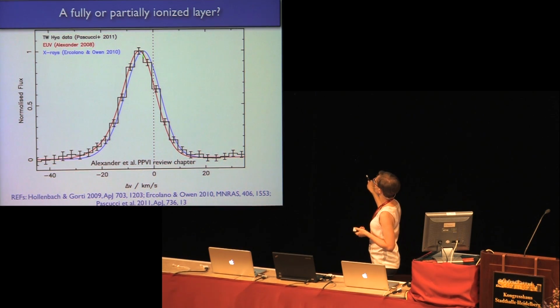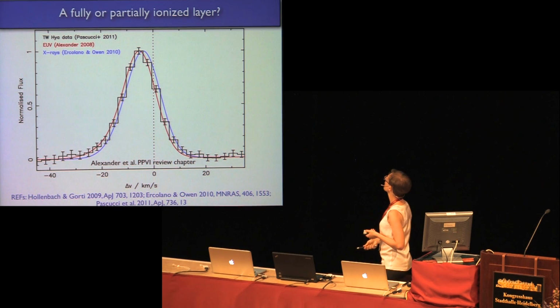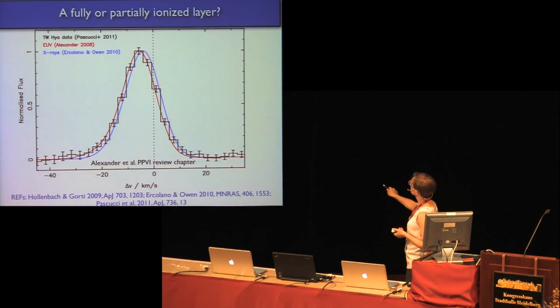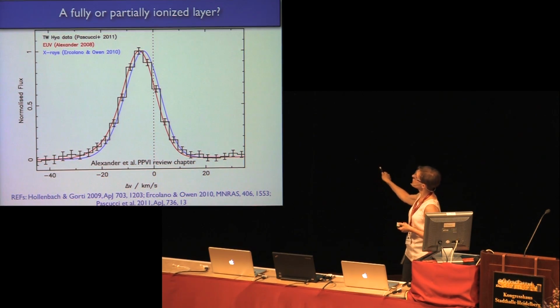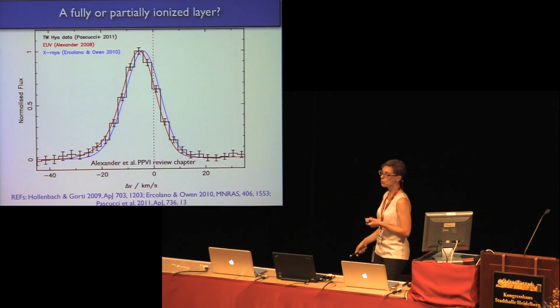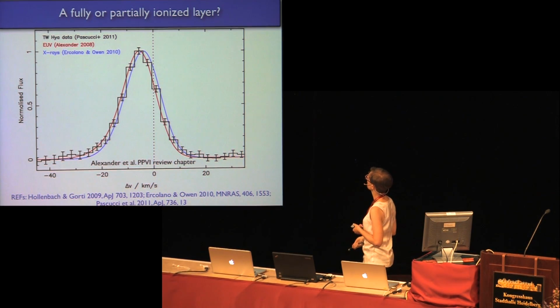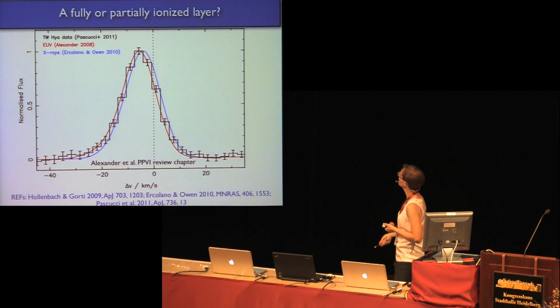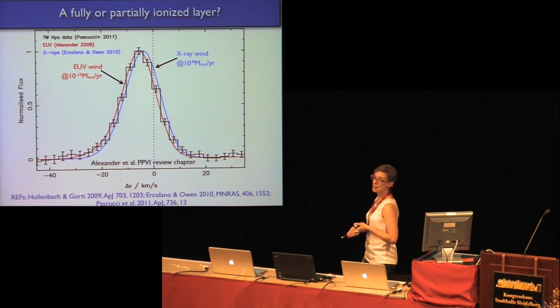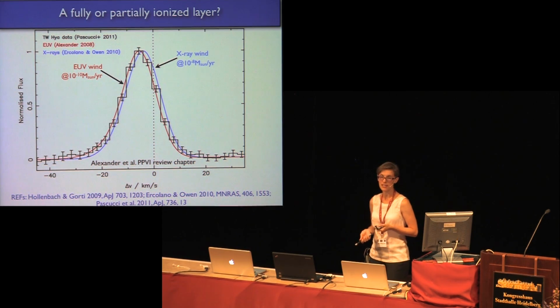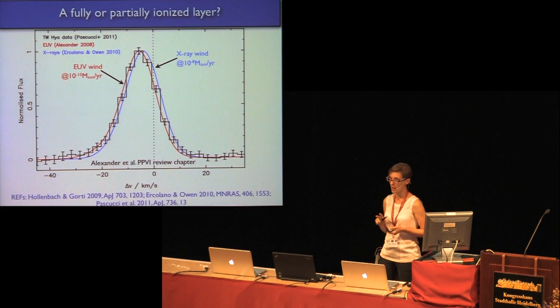So here in black are the data that we acquired, and in red and blue are model predictions. For red, only the EUV case, and for blue, also the X-ray case. Now, I would say that both models are a pretty good match to the data. The problem is that the mass loss rate that they predict is different by 2 orders of magnitude.